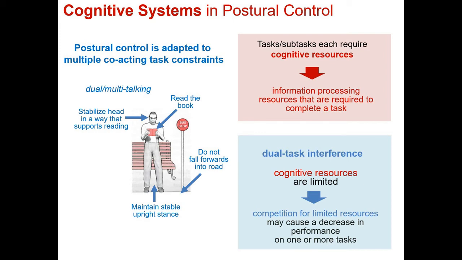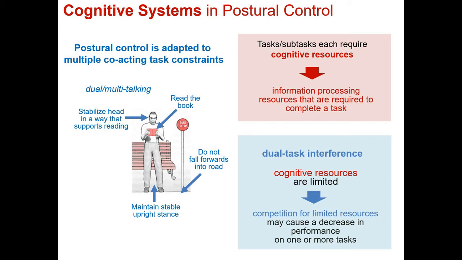task interference, although a better term might be multitask interference, given the multiple tasks that are encountered in real-world situations. The basic idea of dual task interference is that whenever you have more than one task to do at the same time, it's possible that those tasks are going to interfere with one another.